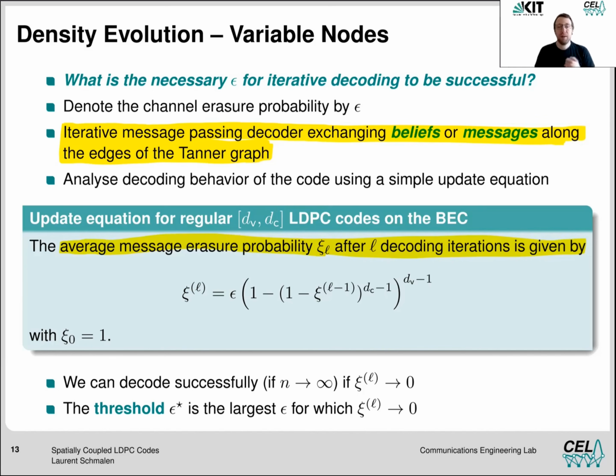And now we denote the threshold of the decoder. So the threshold of the decoder is the largest epsilon for which this happens, for which x_l is going to 0. So let's take a look at an example.